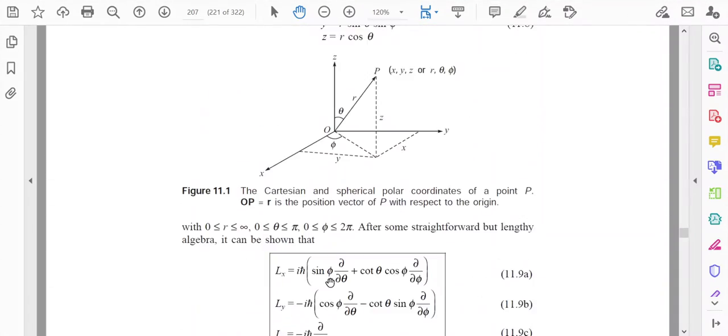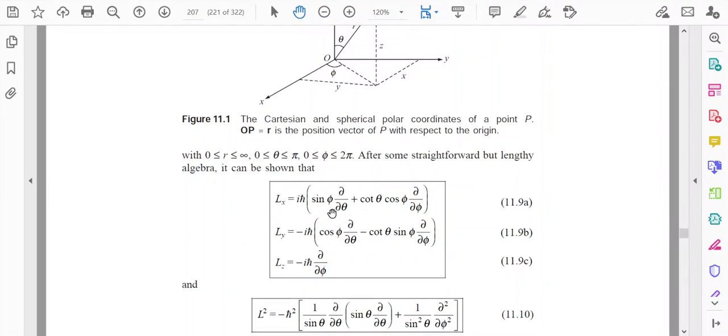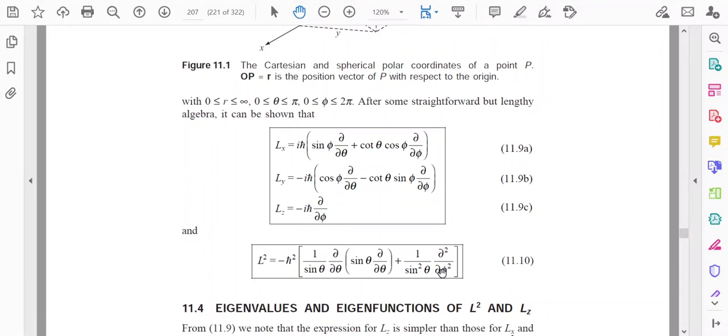After those steps we can show that Lx can be expressed in this way, Ly in this way, and Lz in this way. These are the spherical polar coordinate representations for the orbital angular momentum operators, the three components of L. This is Lx, this is Ly, and this is Lz. One important thing to note is that Lz depends only on the angle phi, but the x component and y component depend on both theta and phi. And L square can be represented in this way, equation 11.10. These are the spherical polar coordinate representations for L square.